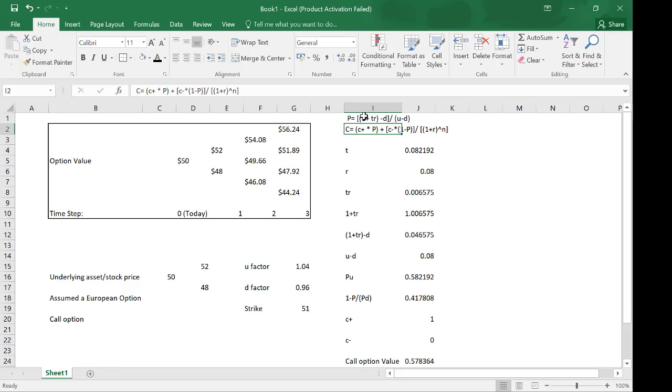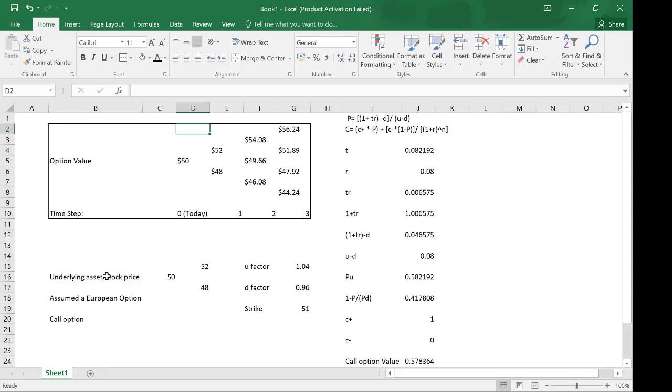Before we begin, let me tell you the basis of this calculation. First, we are calculating the value of a call option, and we have assumed it to be a European call option. The stock price is assumed to be 50, with an increase in the stock price of 4% up and 4% down. So let's get back to this particular diagram here, and we can look at the calculation part later on.